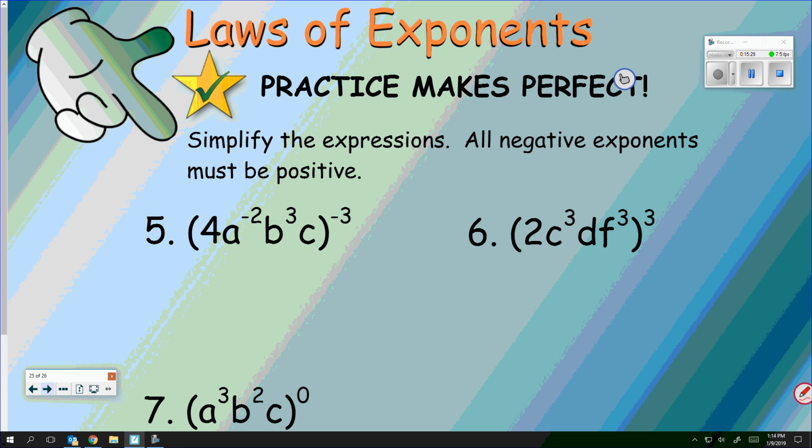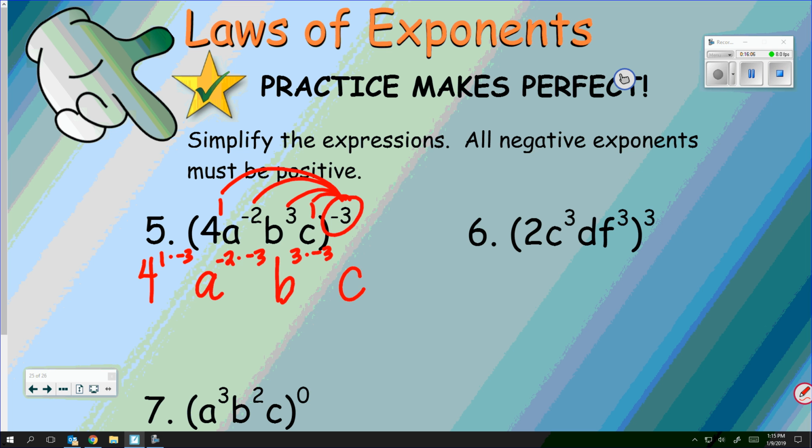Okay, so this one is one of the easier ones, it's not hard. So, do all of our terms have an exponent? Okay, no, so we need to add a 1 as those exponents. Then what do we do? We distribute this through every single term. So we would have 4 to the 1 times -3. A to the -2 times a -3. B to the 3rd times a -3. And C to the 1 times a -3.